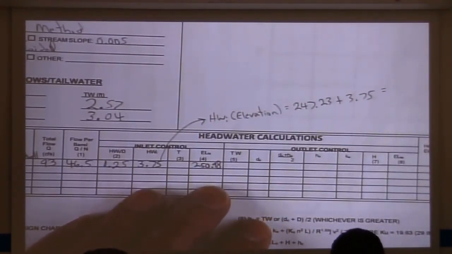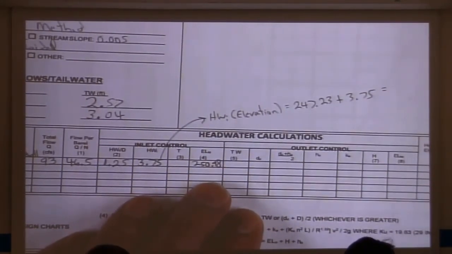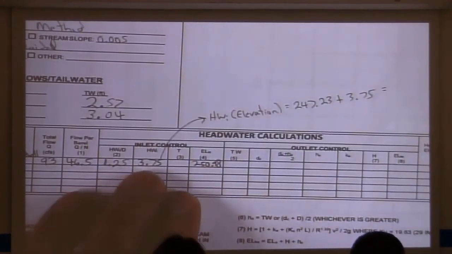If I'm reporting out these values, and I'm not working in a flood insurance study area where they probably more often than not require things to the hundredth, then I'm satisfied with 251. But just for sake of argument, we'll just say 250.98. And what I calculated was a headwater depth.